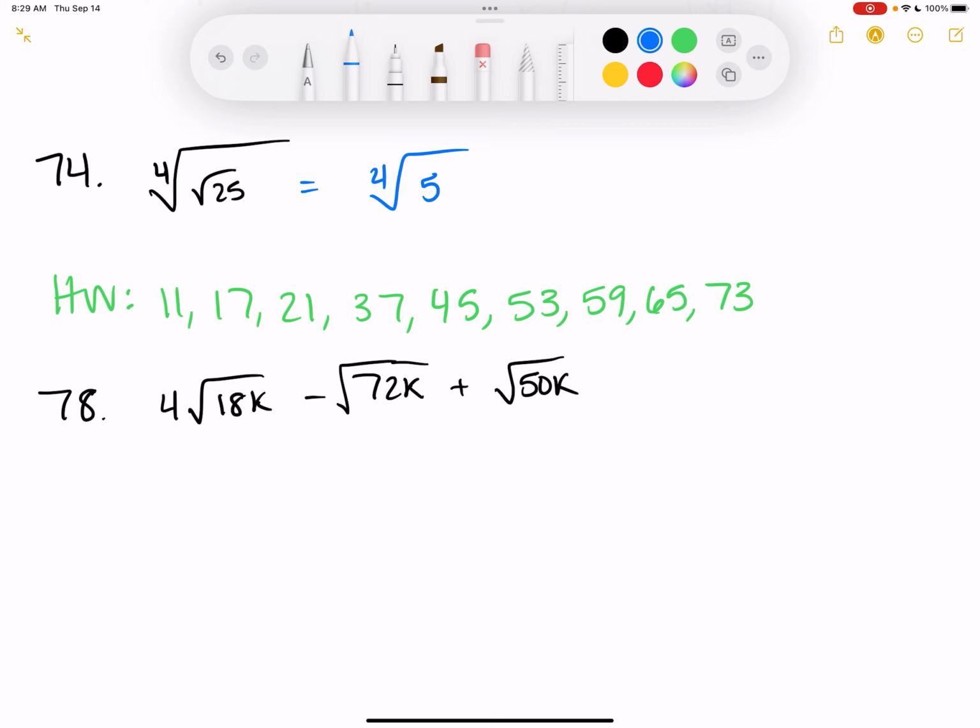Looking at the numbers, they all have a k in them, and there's only one of them, so I know I can't take any k's out. So I'm just looking at the numbers that are inside. 18 breaks down to 6 and 3. 6 is 2 and 3. So I can take out a 3, and I'll be left with 2k inside. So that'll be 4 times 3 times the square root of 2k.